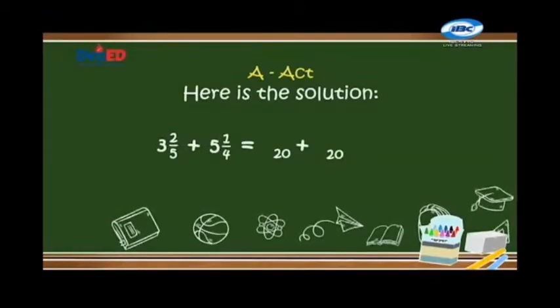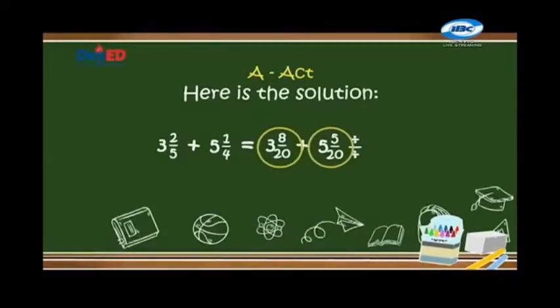Then, let's divide the LCD by the given denominators and multiply by the given numerators. 20 divided by 5 times 2 equals 8. 20 divided by 4 times 1 equals 5. So, we have 3 and 8/20ths plus 5 and 5/20ths.